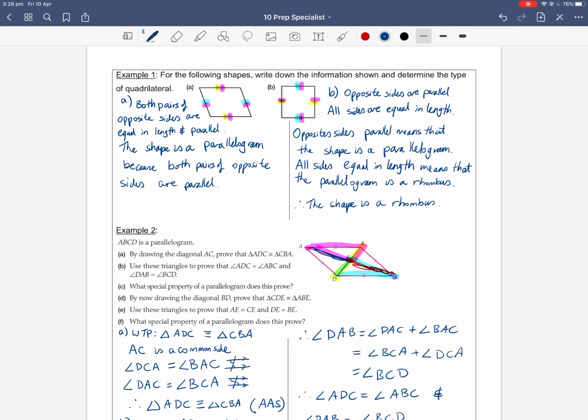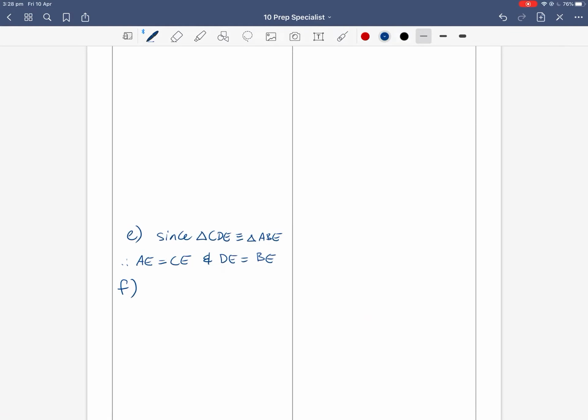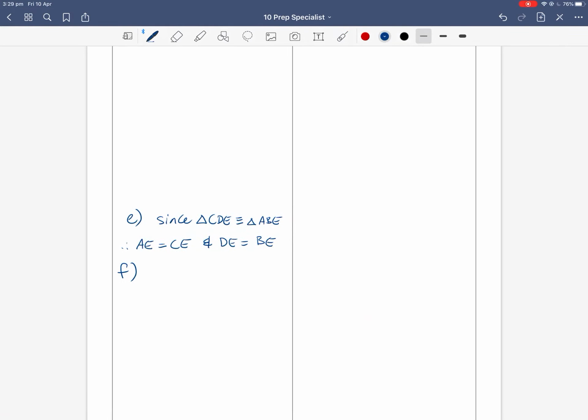So part F is saying, what special property of the parallelogram did we prove? As I mentioned before, if the lengths from DE to BE are the same, it means that we cut the diagonal in half for both the long diagonal and the shorter diagonal. So the special property that we proved is that the diagonals of a parallelogram bisect each other, because remember, the word bisect means to cut in half.